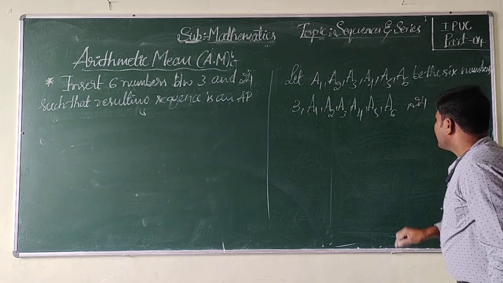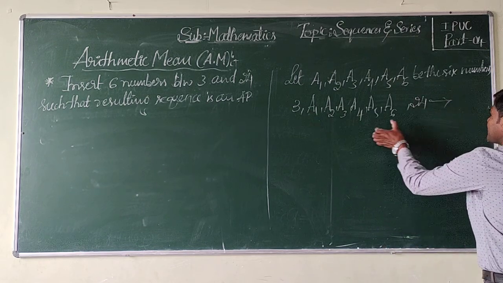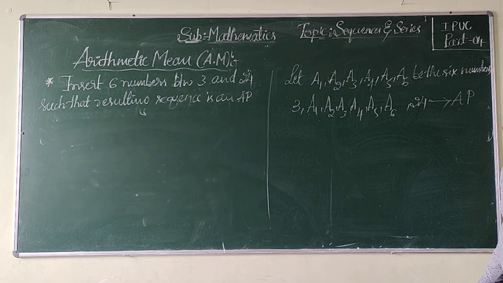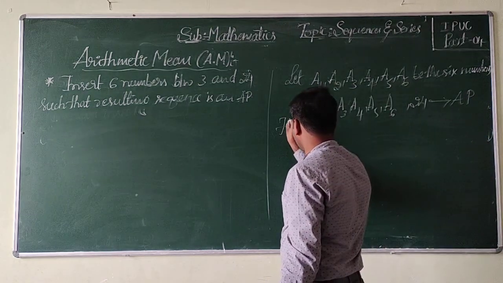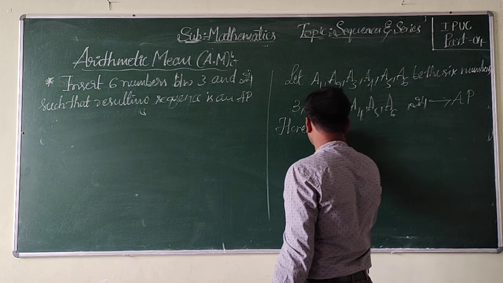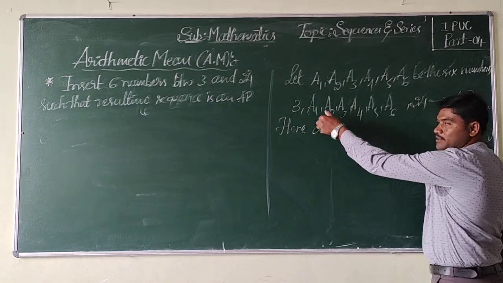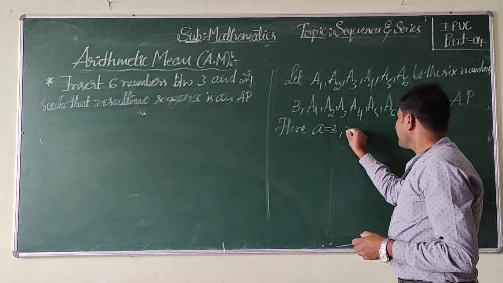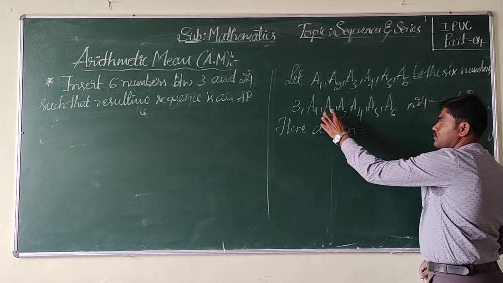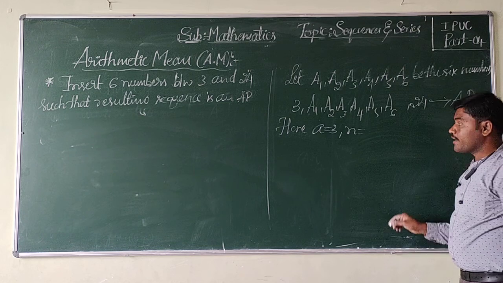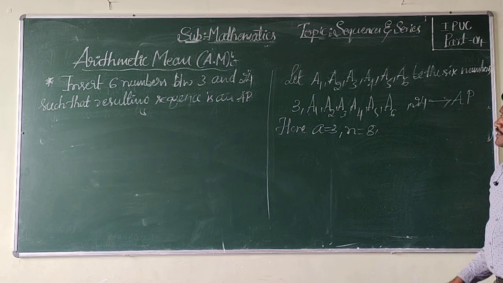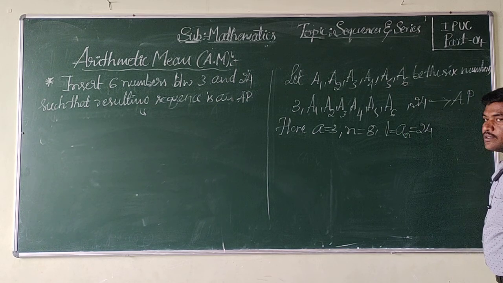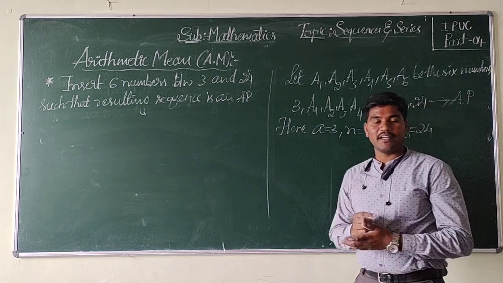Now, according to the question, this sequence represents an arithmetic progression. See here, the first term a is 3. The common difference is not known because the second term is not known. Next, how many terms are there? 1, 2, 3, 4, 5, 6, 7, 8. There are 8 terms, so n is 8, and the last term is 24.